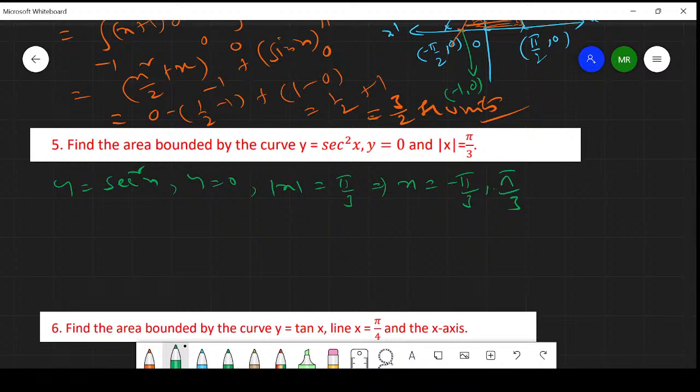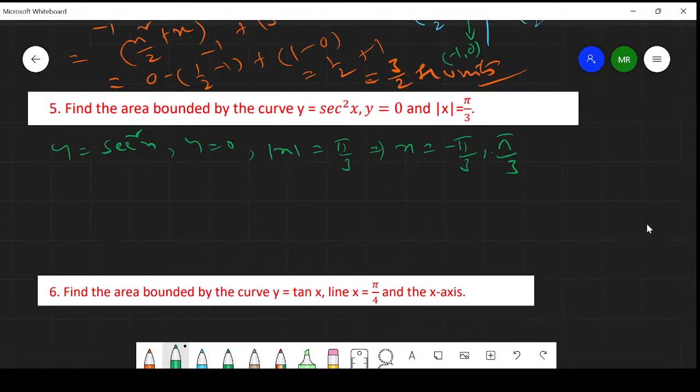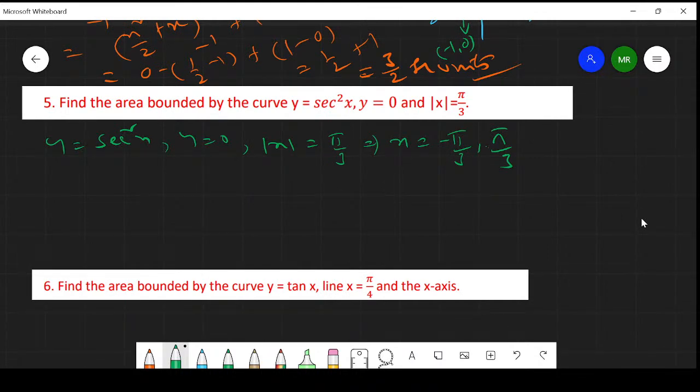The graph is important. Try to understand the graph here, then this will be easy to solve the problem. I will tell you the graph of this one. You can think about it when I am drawing the graph of this one. You can see here.